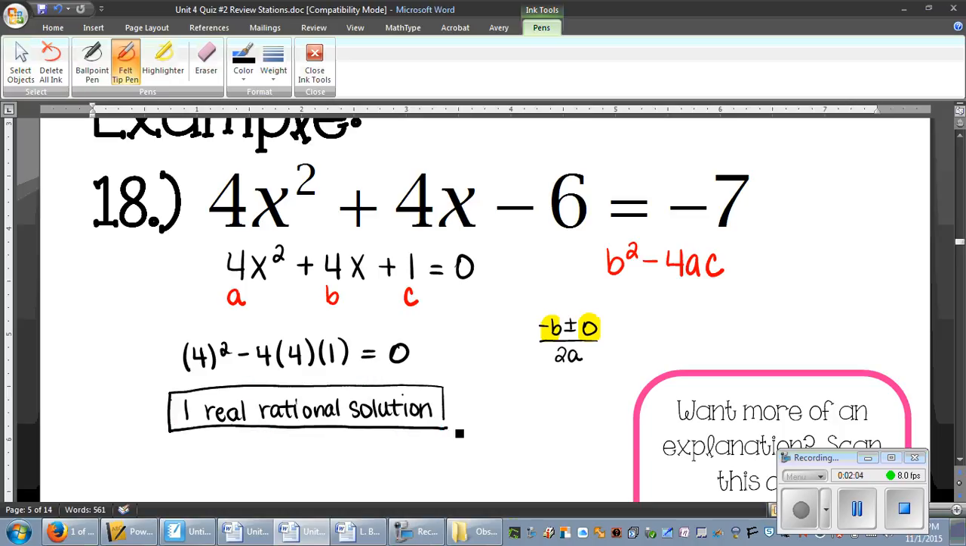If my discriminant had come out to be a negative number, you would have 2 imaginary solutions. If it was a positive number, there would be 2 real solutions, and you would have to determine whether they're rational or irrational based off of whether it's a perfect square or not a perfect square.